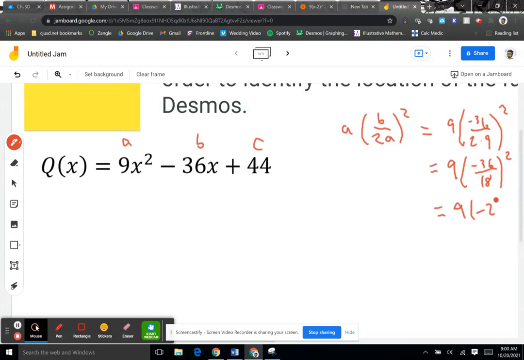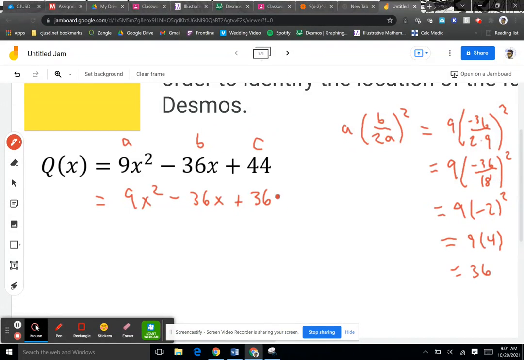So we have 9 times negative 2 squared. Negative 2 squared is negative 2 times itself, so that's positive 4. So we have 9 times positive 4, which is equal to 36. So this is the number of unit squares that would complete a perfect square. So what we can do in our expression is add that in instead of 44. 44 was too many squares, an excessive amount. We needed only 36.